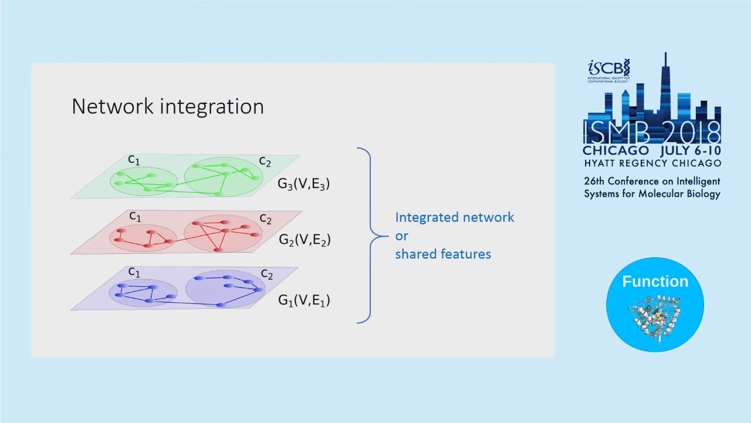And the methods that can be used for function prediction either integrate these networks into a single integrated network, and then use some other type of method to transfer annotations from characterized to uncharacterized proteins, or there is a class of methods that can extract features that represent the structure of these nodes across all of these networks, and these features can then be used for function prediction.